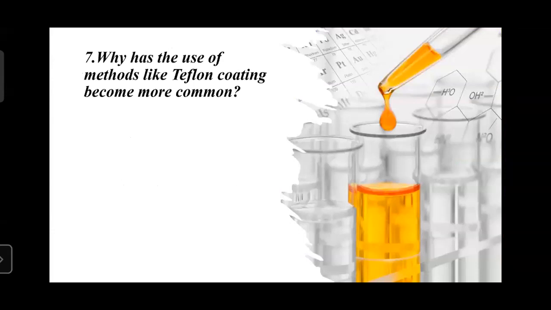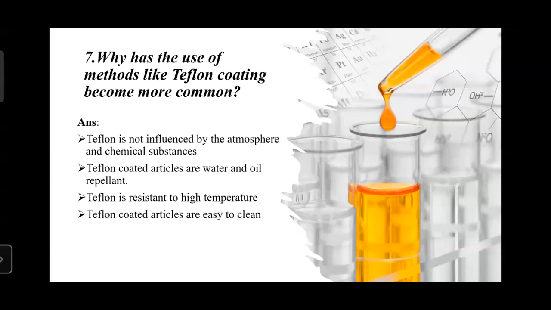Next question. Why has the use of methods like Teflon coating become very common? Answer. Teflon is not influenced by atmosphere and chemical substances. Teflon coated articles are water and oil repellent. Teflon is resistant to high temperature. Teflon coated articles are very easy to clean. Therefore, Teflon coating becomes more and more common.